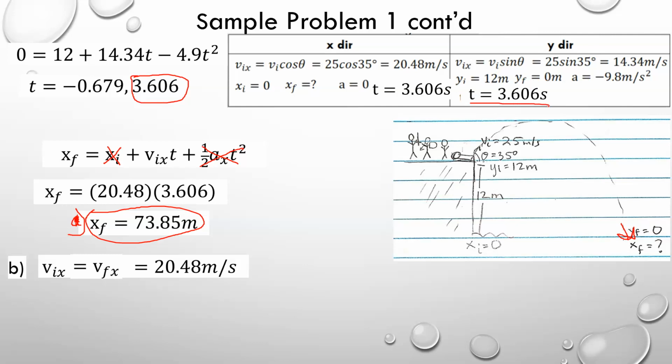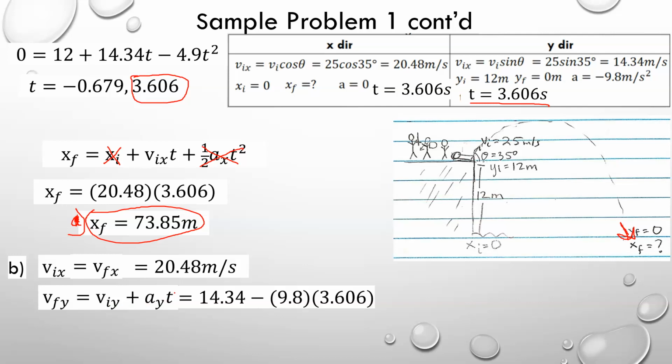Now, if we think about what we have in the y direction, we now have that time. So we can use the first kinematic equation to figure out what the velocity is in the y direction at this point here. So we're looking for Vfy. Viy is 14.34, ay is negative 9.8, and t is 3.606. And the final velocity in the y direction is negative 21 meters per second.